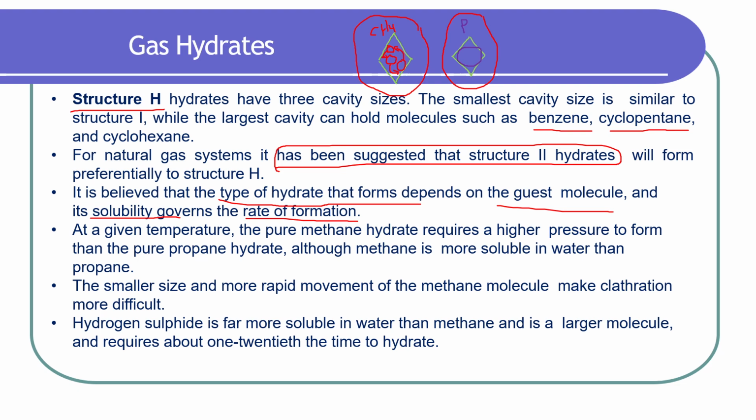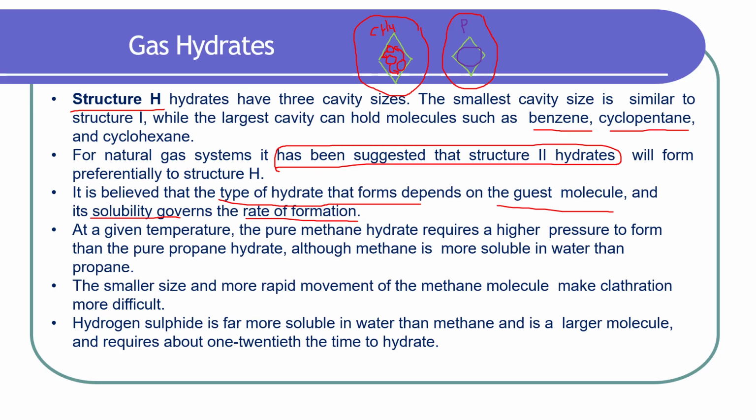But when we look at the case of propane, it is large enough, so once it gets inside the cage, it will be stabilized directly because of the steric effect or the size effect of the molecule. This means that propane is a larger molecule, it can be entrapped more easily, and it will require less pressure.